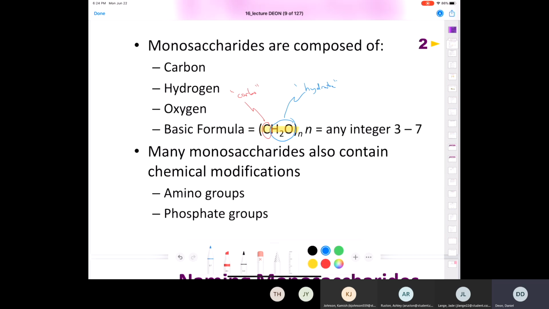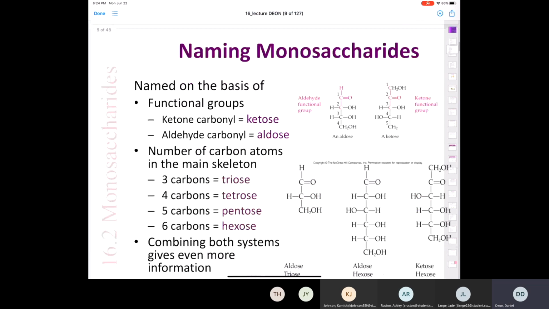Anyhow, many monosaccharides also contain chemical modifications. What it means is that not every single carbohydrate out there has just carbon, hydrogen, and oxygen. Some of them have amino groups like lactosamine or things like that, or phosphate groups. We're not really going to concern ourselves a ton with these, but just so you know, not every carbohydrate is purely made from carbon, hydrogen, and oxygen. You should be aware of that.